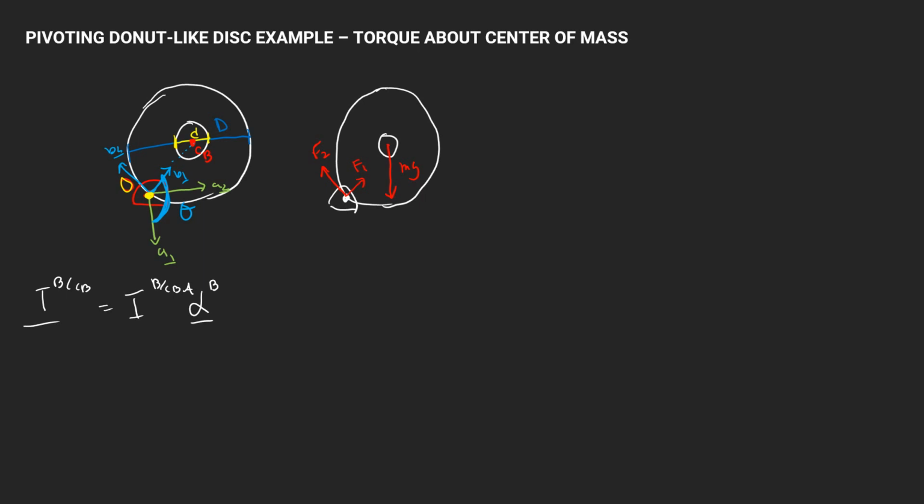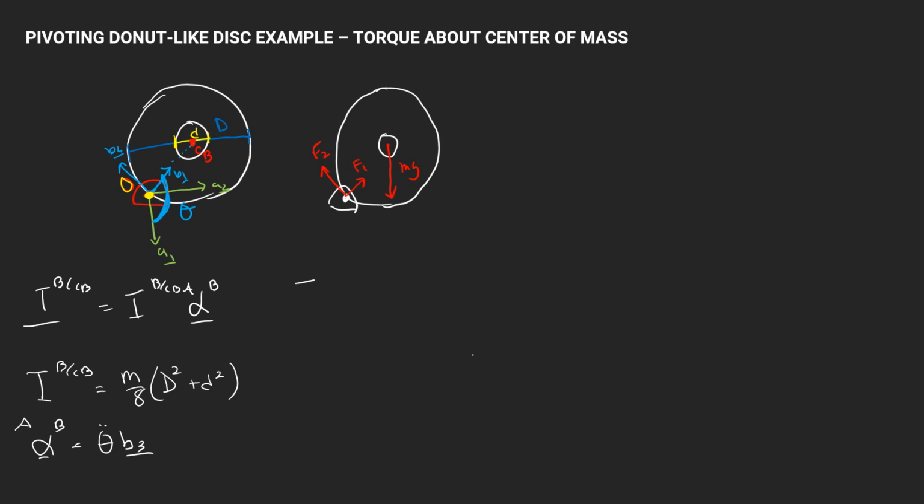So first let's write down the terms that we know. We know from one of the prior videos that the moment of inertia of this disk about its center of mass is equal to m over 8 times capital D squared plus little d squared. And the angular acceleration of B and A is equal to theta double dot B3.